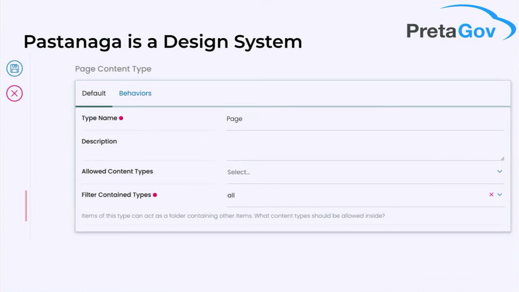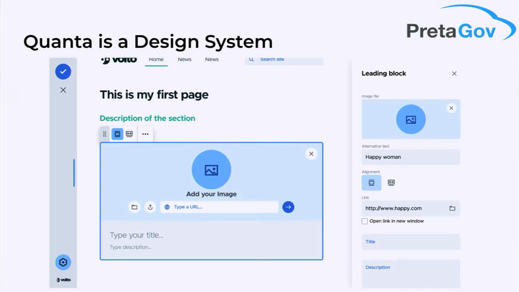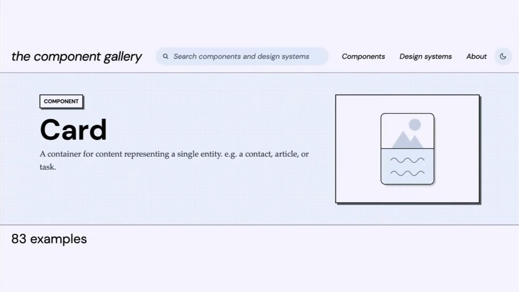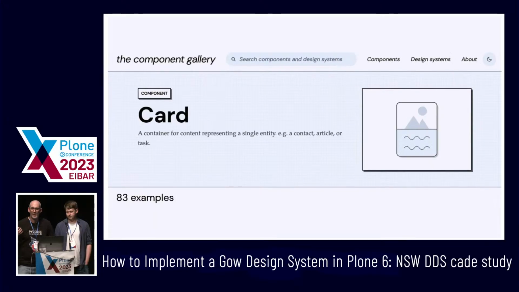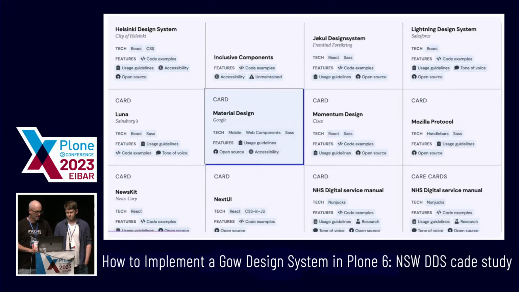So Pastanaga is a design system. That's the design system that is used in Volto to create the Volto editing UI. Quanta, the future UX for Volto, is a design system. Components are a very important part of design systems. This is an example from Component Gallery where you can see what a card is, and then you can see all the examples of the different cards from the different design systems, which is quite cool.